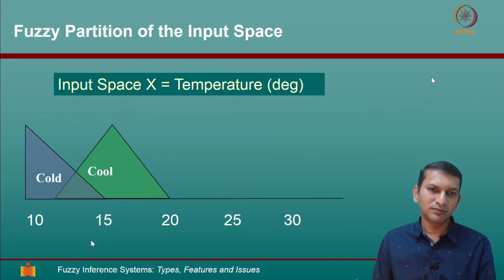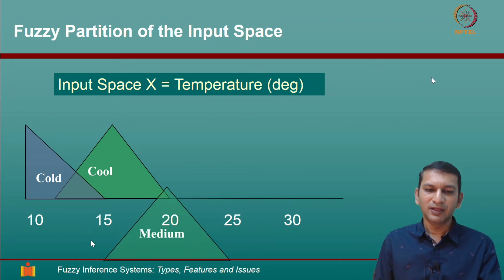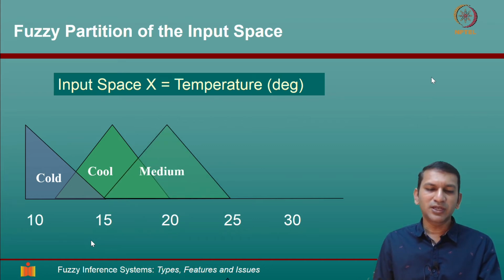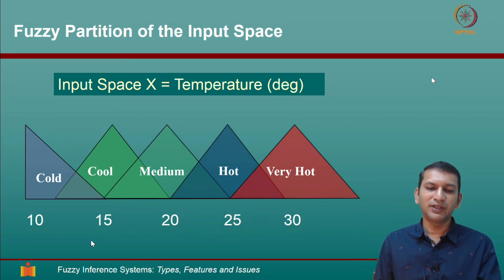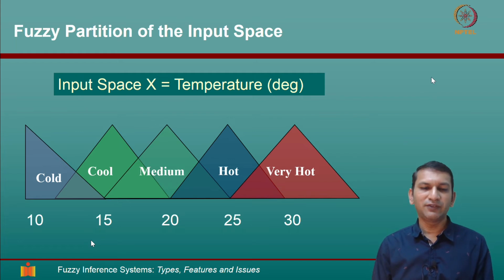We will look at a set of rules, their completeness, and the rule base in perhaps the next lecture. So for the moment we are trying to capture these concepts, cold, cool, hot, very hot, in terms of fuzzy sets on the chosen domain of x, which is the temperature domain. So let's assume that medium looks like this, hot like this, and very hot like this. So these are the 5 fuzzy sets that we have defined on the input domain x.